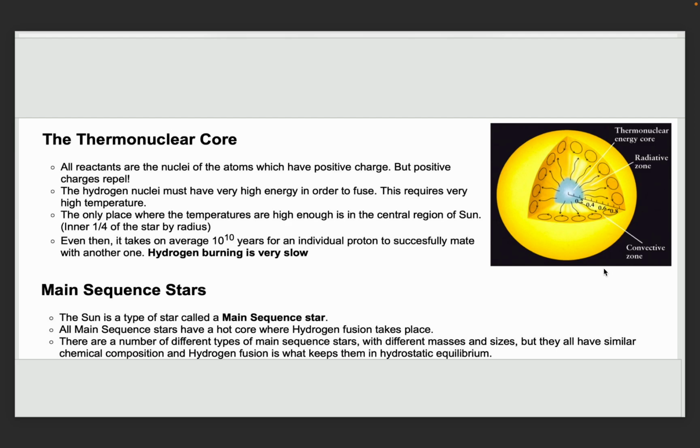The sun-type star is called a main sequence star. All the main sequence stars have a hot core where hydrogen fusion is ongoing. There are a number of different types of main sequence stars, all based on their size and mass, but they all have similar chemical composition, and the hydrogen fusion is what keeps them in hydrostatic equilibrium.